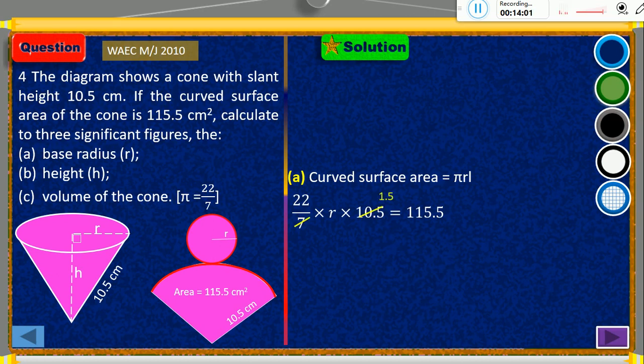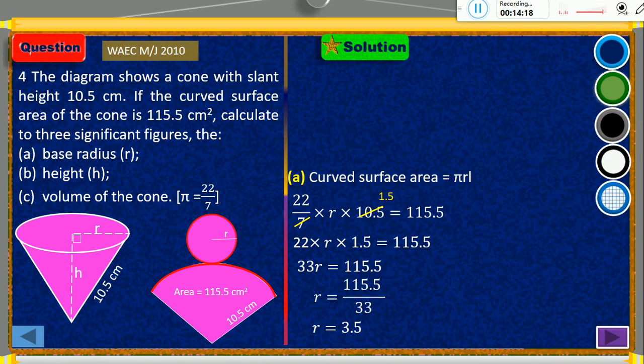Dividing 7 into 10.5 gives us 1.5. Simplifying, we have 22 times R times 1.5 is equal to 115.5. 33R is equal to 115.5. Making R the subject, R will give us 3.5 centimeters.